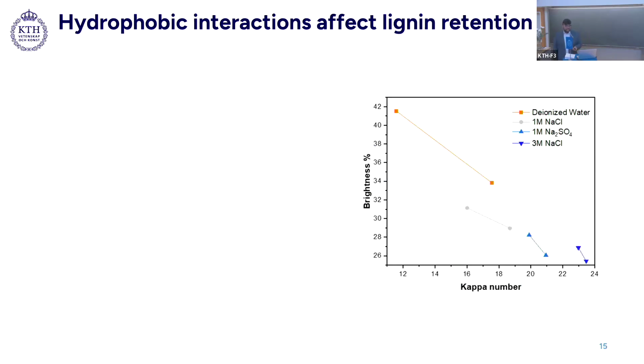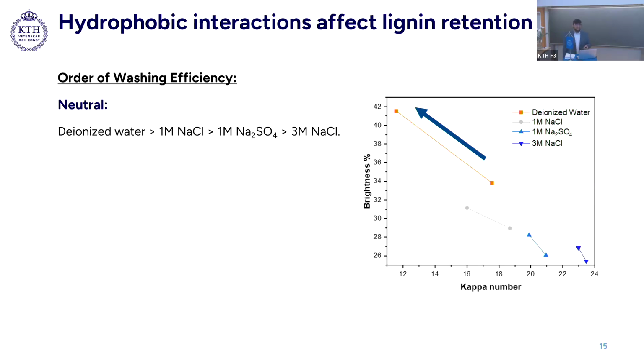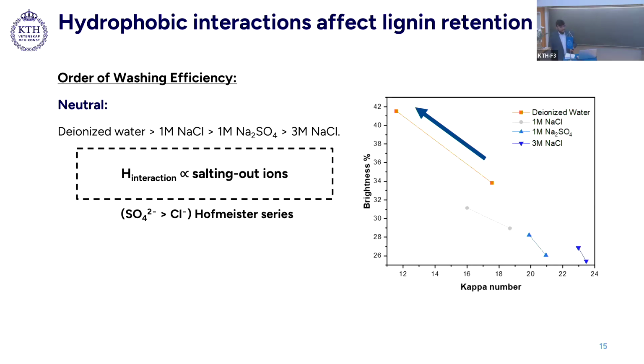Looking into the results here, which show the brightness and the kappa number for the pulp after washing. The arrow here shows before and after washing, and for the neutral solutions, it followed the same trend as the lignin concentration in the liquor discharge, where deionized water performed better, in the order of then sodium chloride and then sodium sulfate. As well, we could say sodium sulfate showed a stronger salting out behavior than chloride in terms of the Hofmeister series.